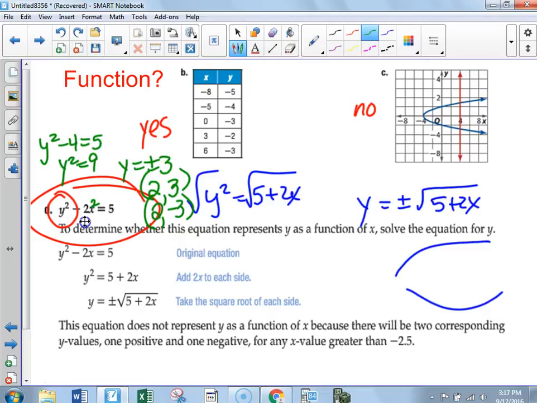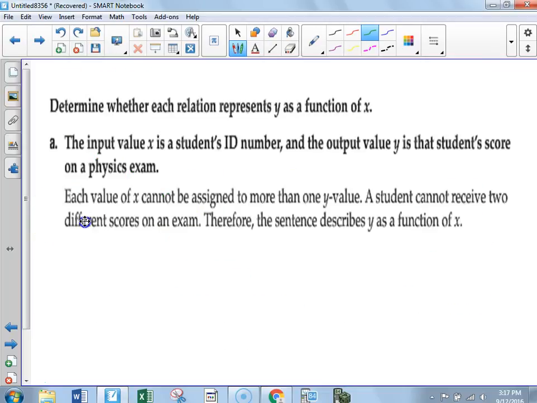So the y squared indicates that it's not going to be a function. Now there's also a word problem on the homework or two that says something like this. I struggle with these myself because it says the input value of x is a student's ID number and the output value y is the student's score on a physics exam. Is this a function? Is y a function of x?